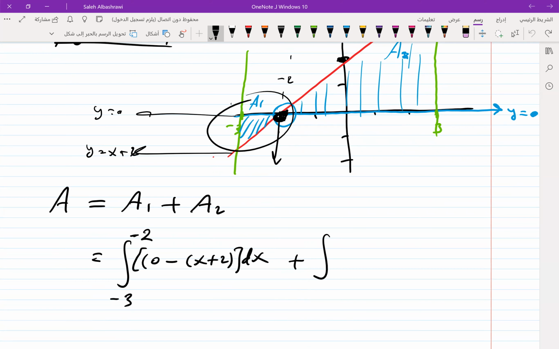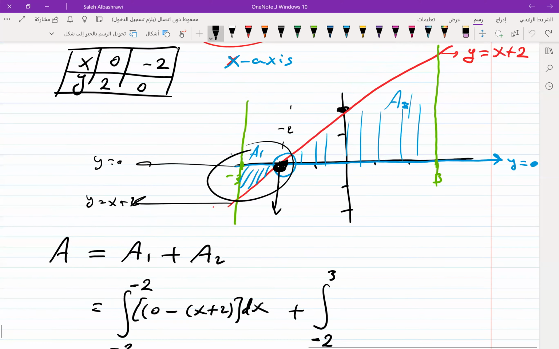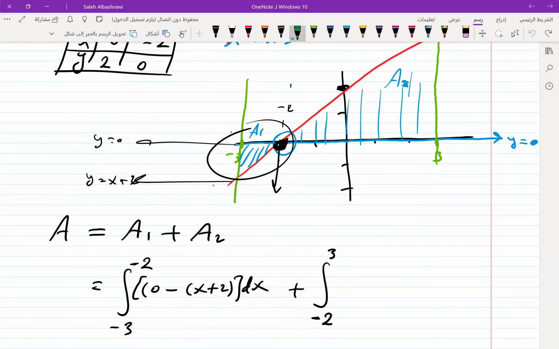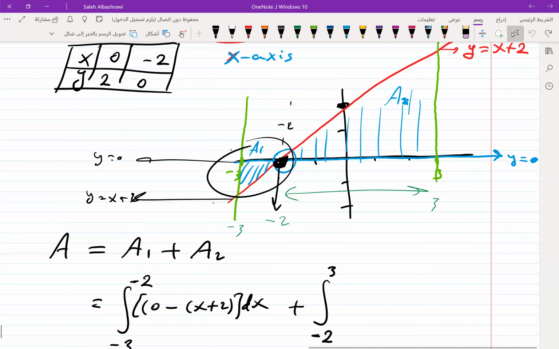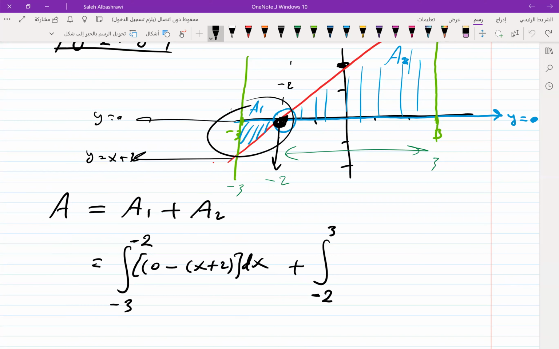Now for the second integration, the lower limit is minus 2 and the upper limit is 3. Let's speak about this integration, this area, from minus 2 to 3. The first one was from minus 3 to minus 2, and the second one from minus 2 to 3. Now in the second area, the upper function is the red one, y equal to x plus 2, so this is x plus 2 minus the lower function, which is 0. We have to be careful about the upper and the lower function for the restricted region.